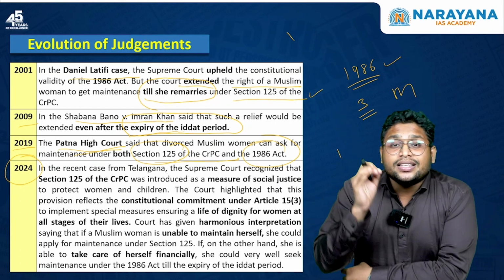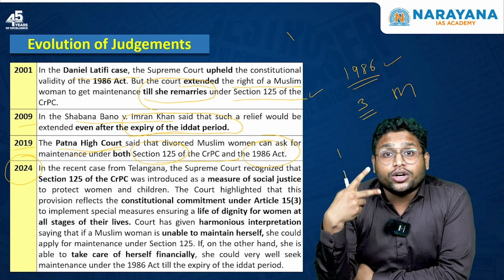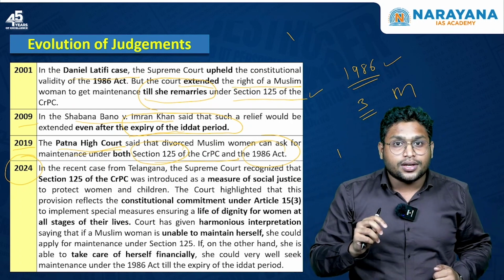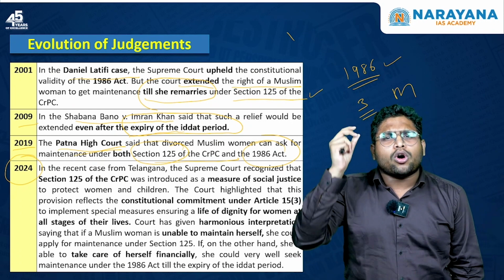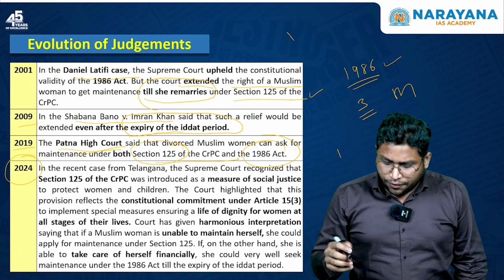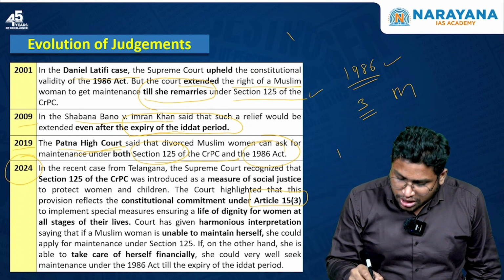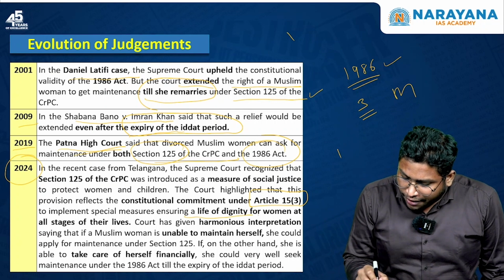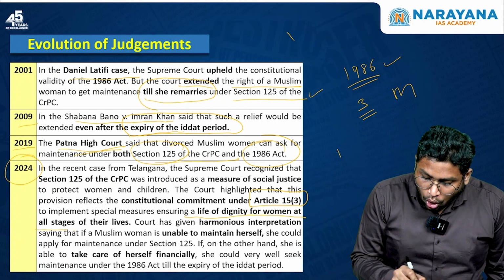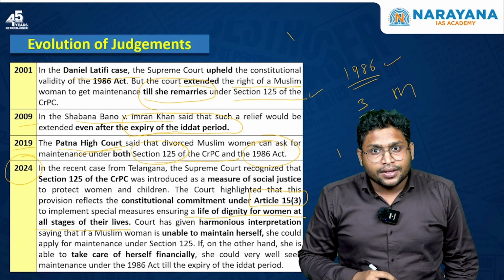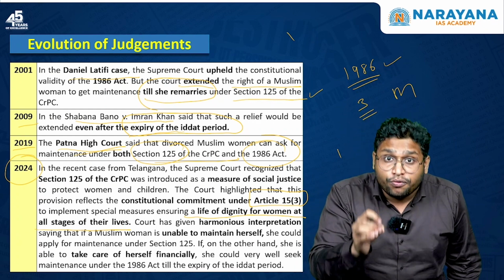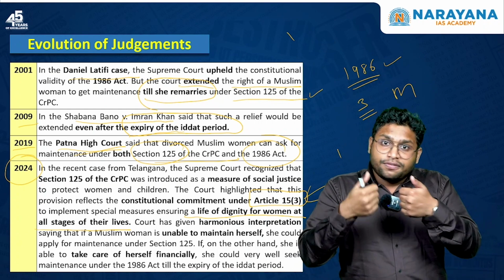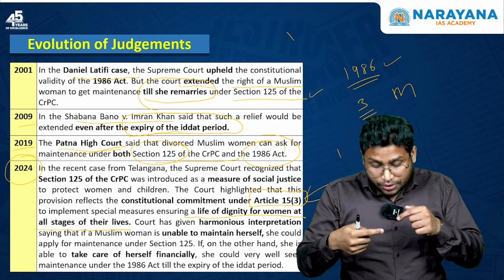The Supreme Court clearly says that even if we have 2 contradictory laws, we will find some harmony among these laws. And we will look at the core objective of the Constitution. If you look at Article 15, Clause 3, it says that we have to ensure a life of dignity for women at all stages of their life. So to ensure the dignity of a woman, we'll have to provide maintenance to her. So even if there are contradictions, we will solve the contradiction.